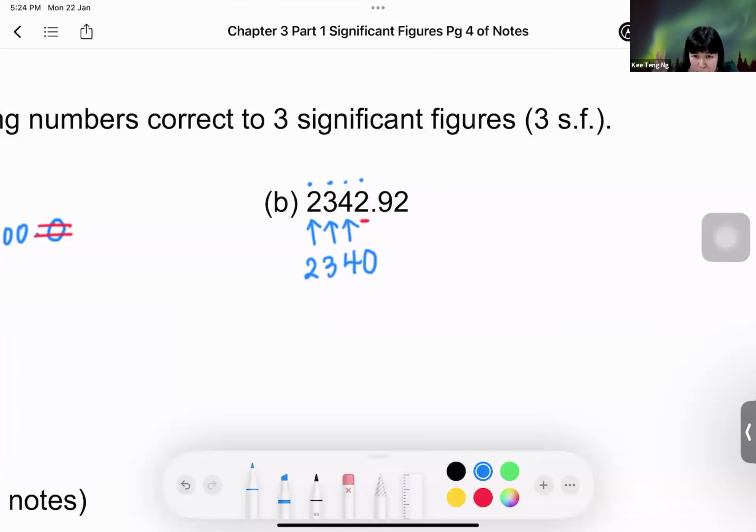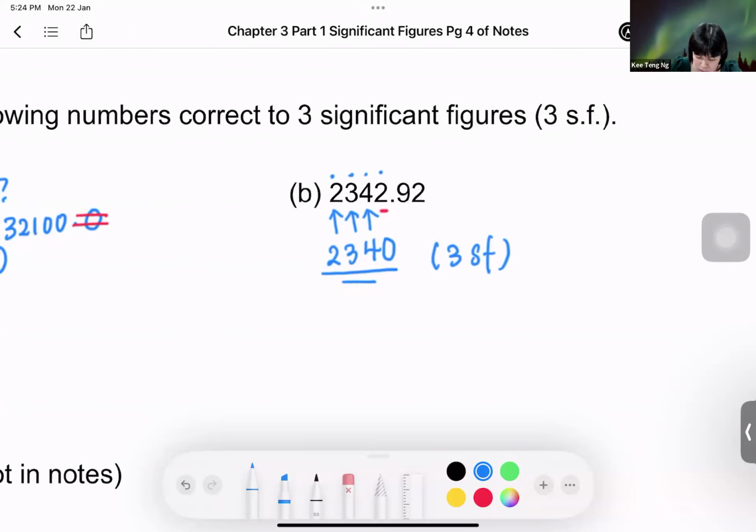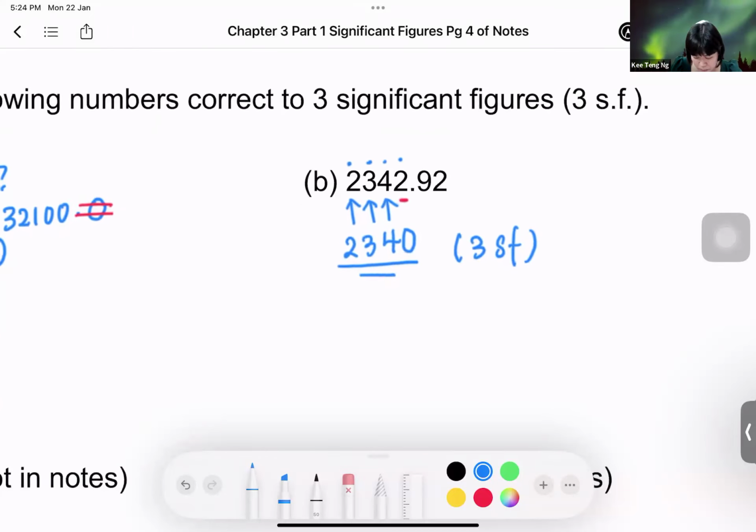Do I need to write the extra 0.00 at the back? Not necessary, because I already met my requirement to have just 3 sig figs. I don't need additional accuracy for it. Okay. Have you gotten the concept?